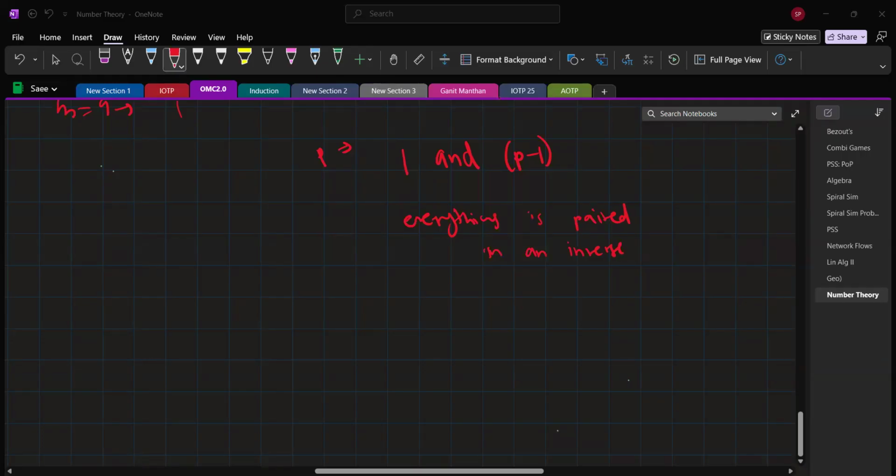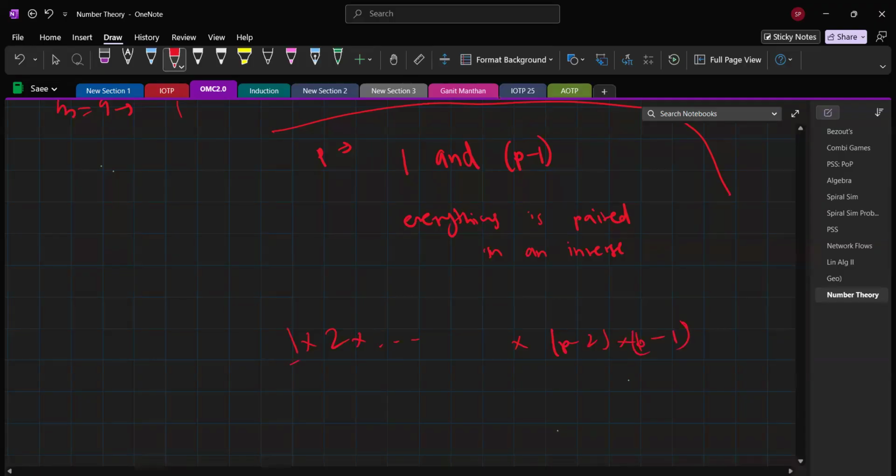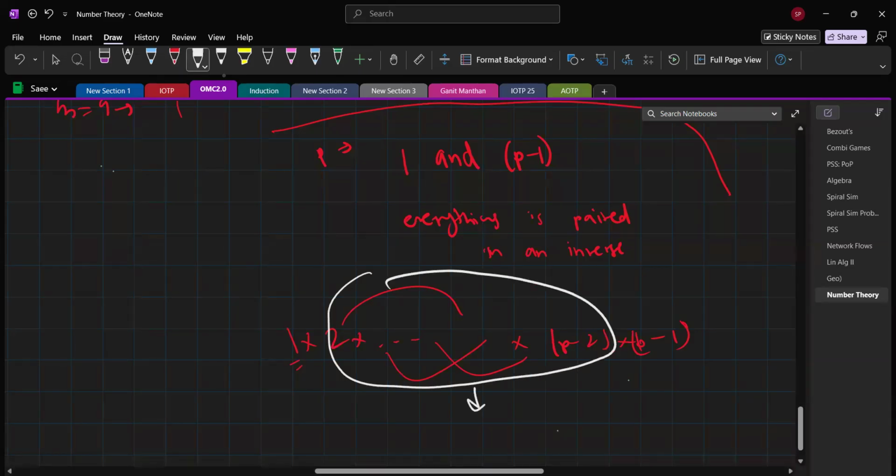If we can show this, do you see why we'll be done? Because then we can just write this out: 1, 2, ..., p minus 2, p minus 1. Everything other than p minus 1 and 1 is uniquely paired with something. So you have 2 with something, this with something, this with something. And this middle part will just evaluate to 1. And so you just have 1 times p minus 1, and then we'll be done. Right?